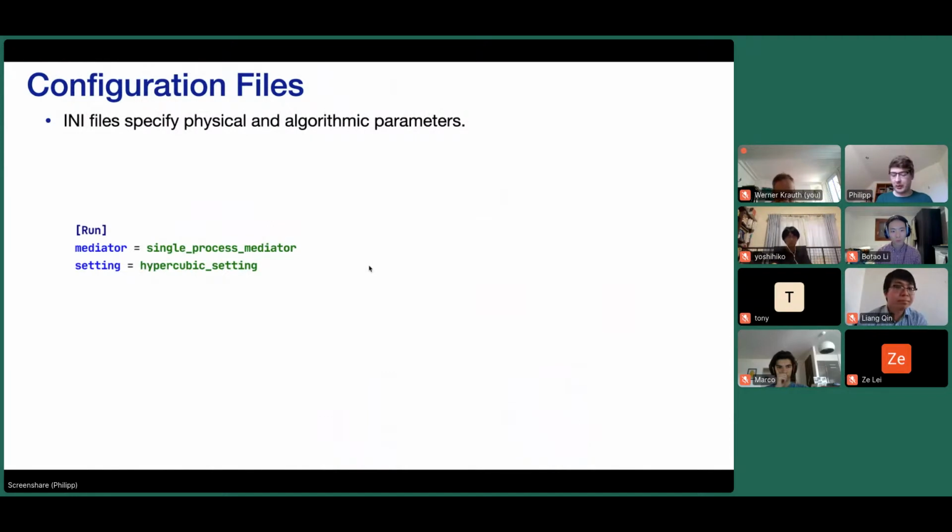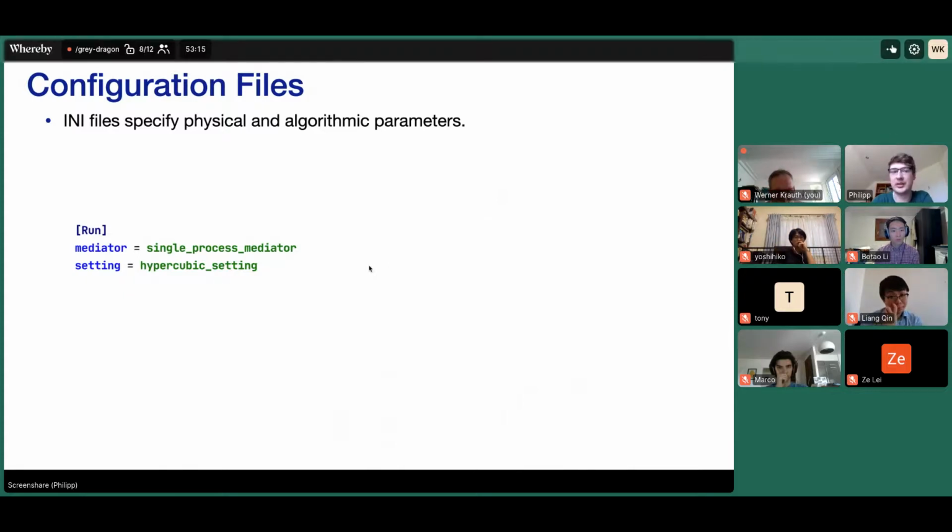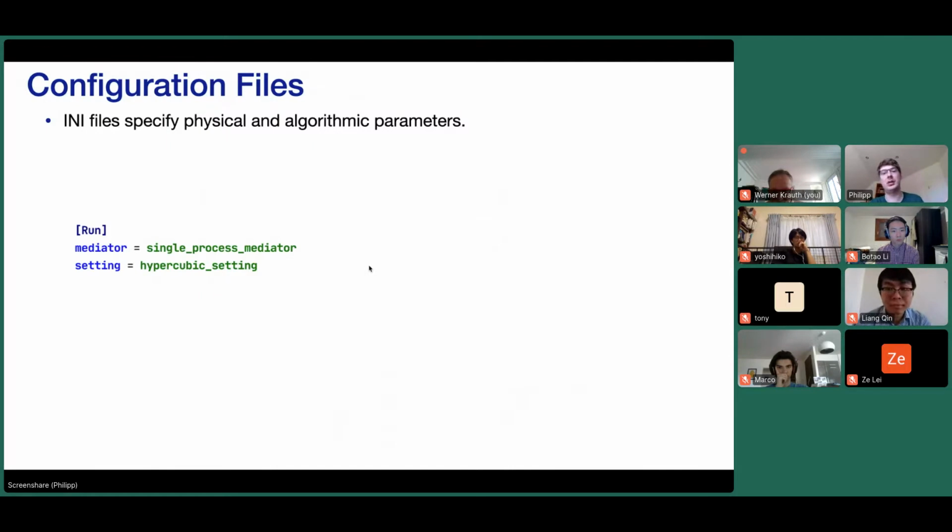Now that you've learned all about the general architecture of our applications, I want to present to you how you actually run it without coding Python yourself. For this, we use configuration files in the ini file format. And these ini files then specify physical and algorithmic parameters. So what do I mean? It means the temperature, the system size, the number of particles or atoms or molecules you want to simulate, the factors which you want to consider, the pseudo factors you want to consider, etc.